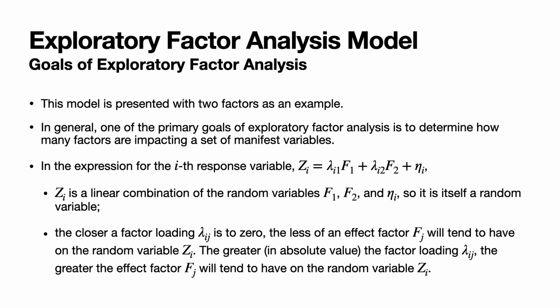Now notice that the closer a factor loading lambda sub ij is to 0, the less of an effect factor j will tend to have on the random variable z sub i. The greater, in absolute value, the factor loading lambda sub ij, the greater the effect factor F sub j will tend to have on the random variable z sub i. And so this is important to keep in mind because it is going to help us to try to interpret what the factors represent.